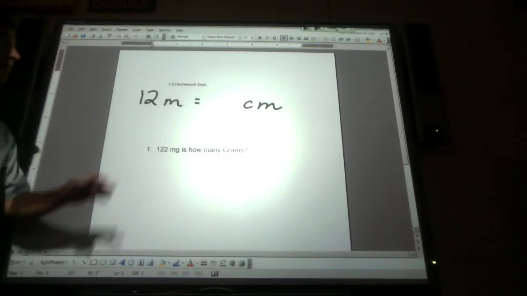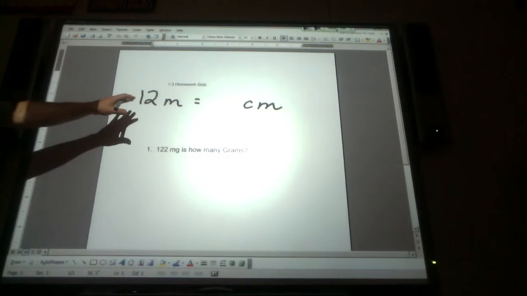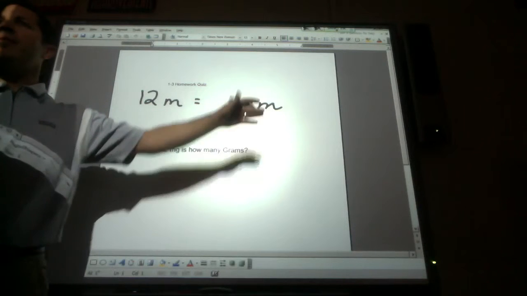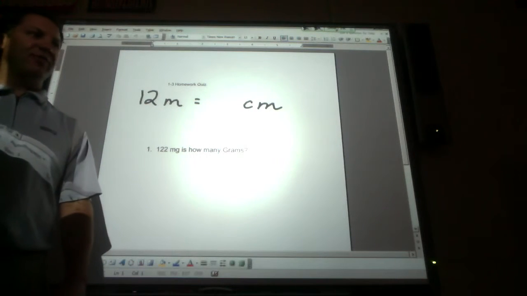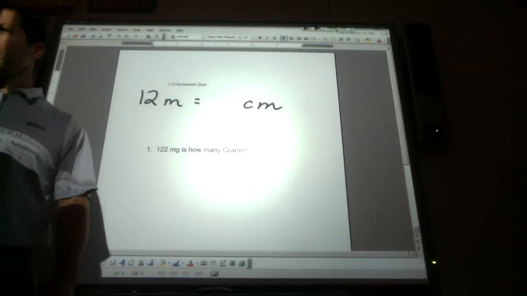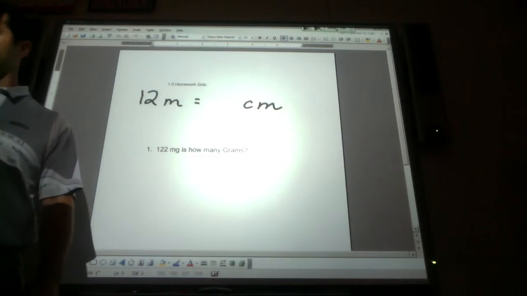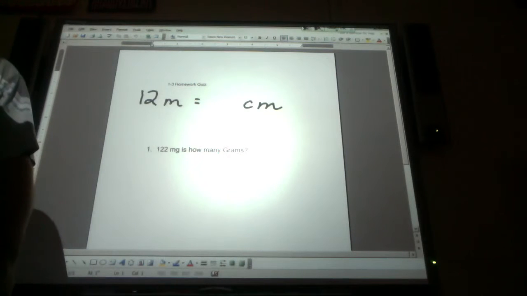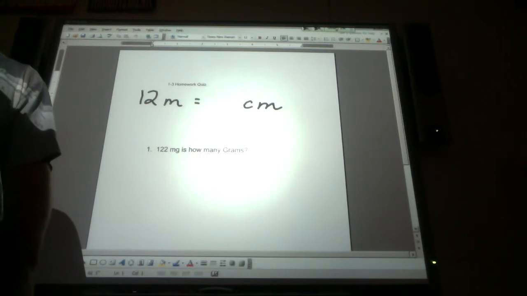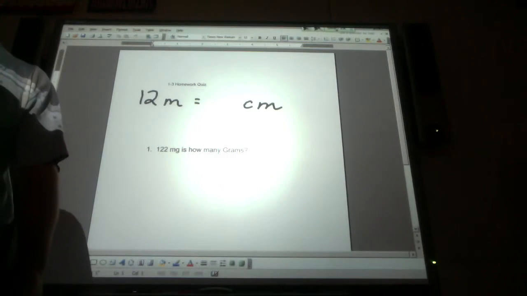So our goal was to go from 12 meters to figure out how many centimeters that is. Okay? And we said that we wanted two methods to be able to do it. We wanted to use our cheater method by using that King Henry. And then we also wanted to, and this is the most important piece, be able to understand how to multiply or divide by a power of 10.